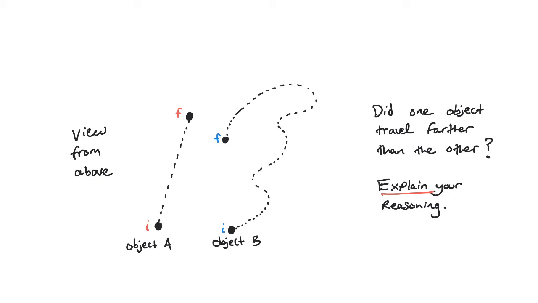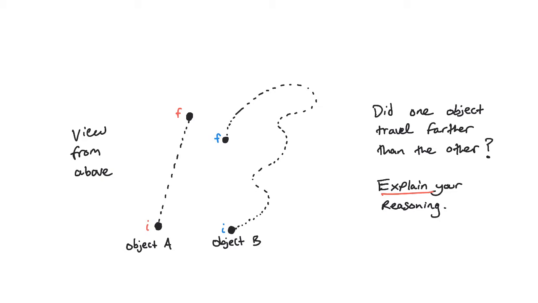Great, so I hope you thought about that. It turns out that really the question is kind of vague. There's actually two ways to think about this. So you might have realized that and come up with two separate definitions for which object traveled farther and might have seen a contradiction here.